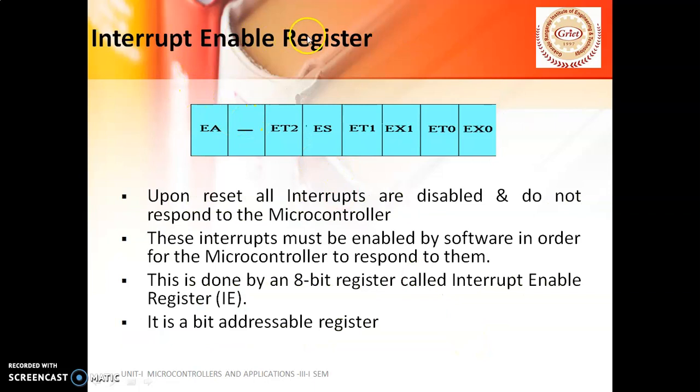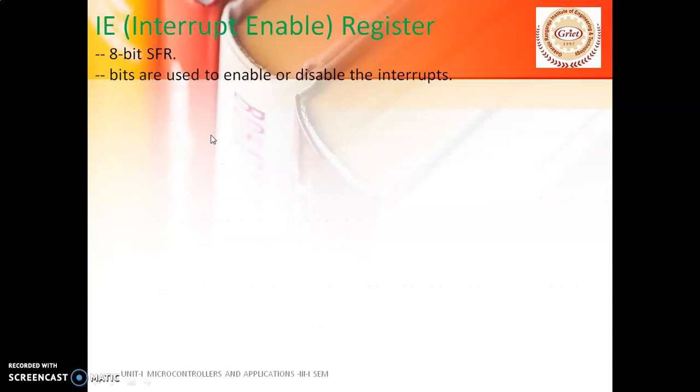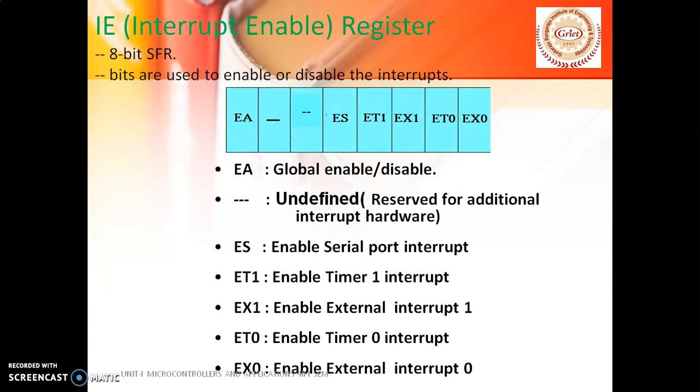Let's talk about the IE register. IE stands for interrupt enable register. It is an 8-bit register and it is a bit addressable register. Bit addressable register means we can access the individual bits without affecting any other bits. Let us talk about each and every bit in detail. EA stands for global enable or disable bit.